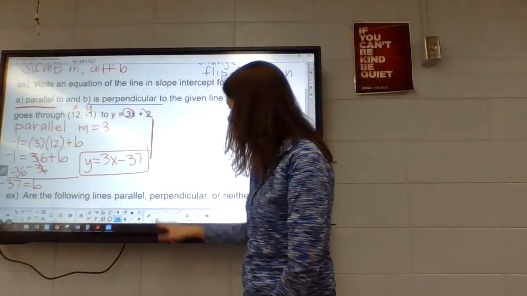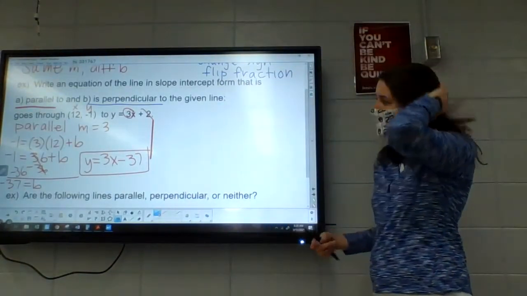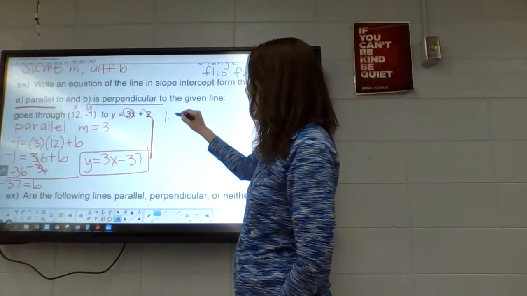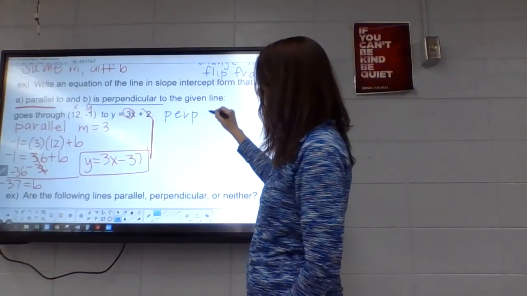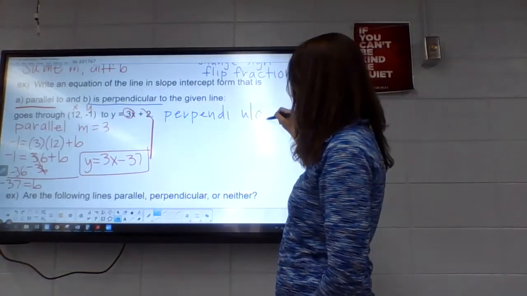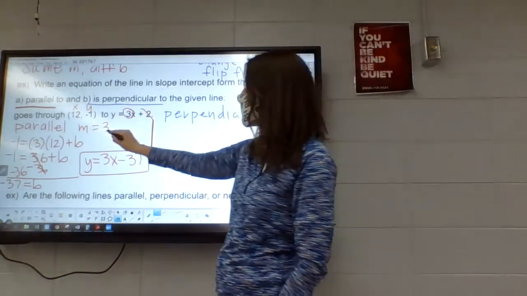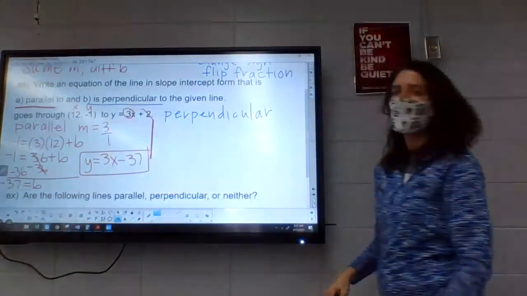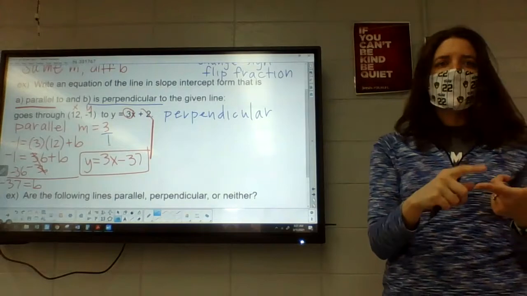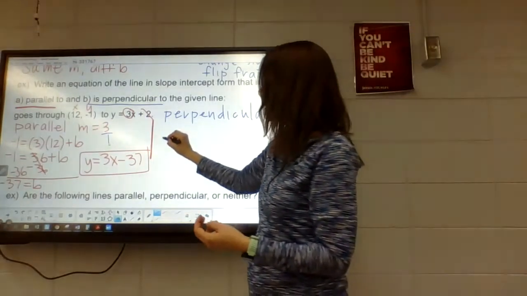All right, now we're going to perpendicular. So it's kind of the same process, except what do we do with our slope? Yeah. So remember, this slope is 3 over 1. So to flip that, it's going to be a negative 1/3. So you flip it and change the sign.